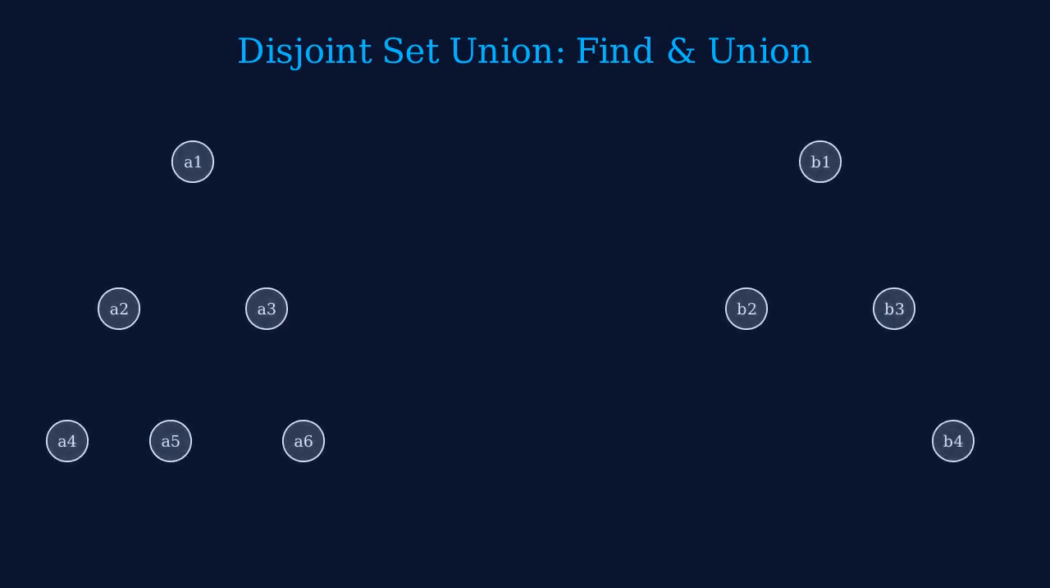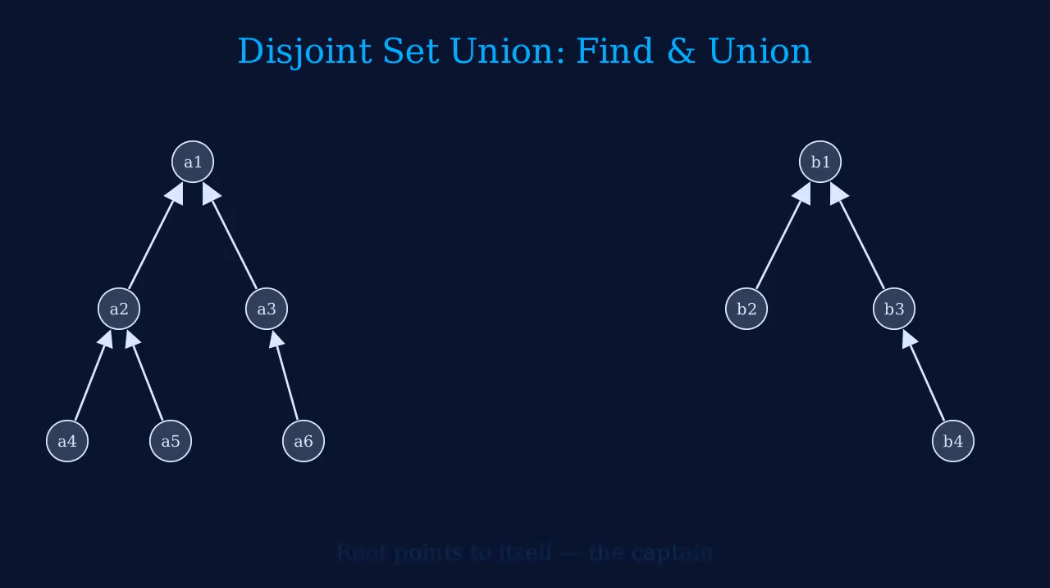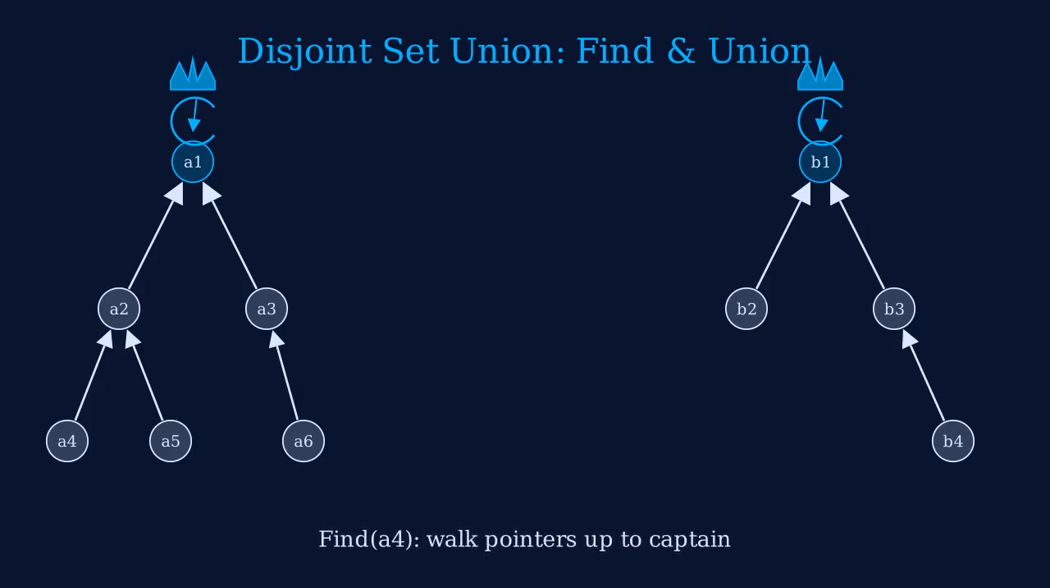Here's the core idea, and it's almost embarrassingly simple. Every person points at one other person, their representative. Most people point at someone who points at someone else, forming little chains. At the top of each chain is a person who points at themselves. That self-pointer is the captain of the group. To check if 2 people are in the same group, you don't walk the friendship graph at all. You just follow each person's pointer up to their captain. Same captain, same group, different captain, different group.